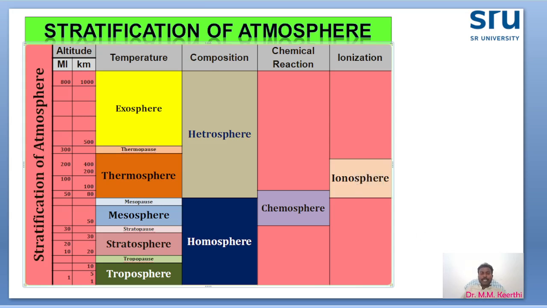So based on the temperature, we are dividing five layers: troposphere, stratosphere, mesosphere, thermosphere, exosphere. Based on the composition, we are dividing two spheres: homosphere and heterosphere. Based on the chemical reaction, we are dividing one sphere, chemosphere. Based on the ionization, one sphere is called the ionosphere. So now we are going to discuss in detail all these spheres in this part one.